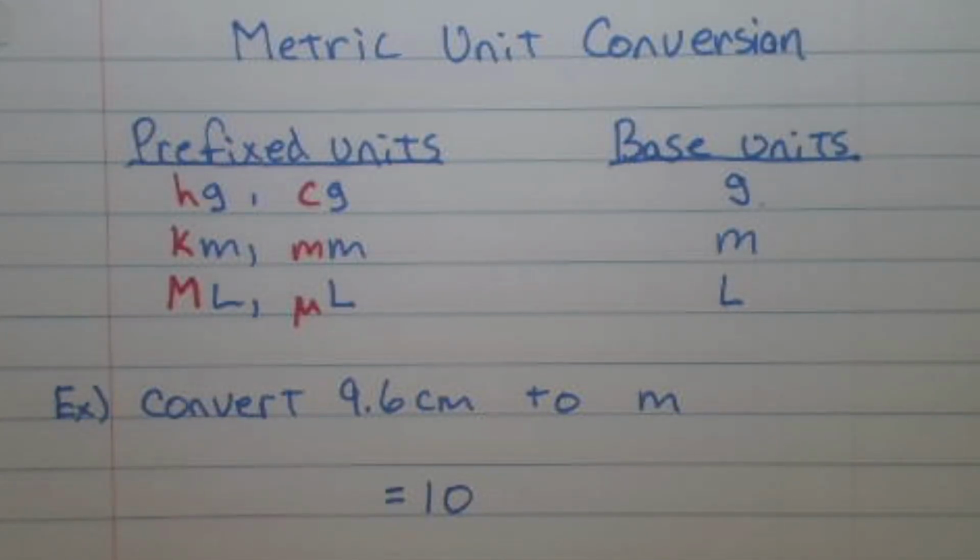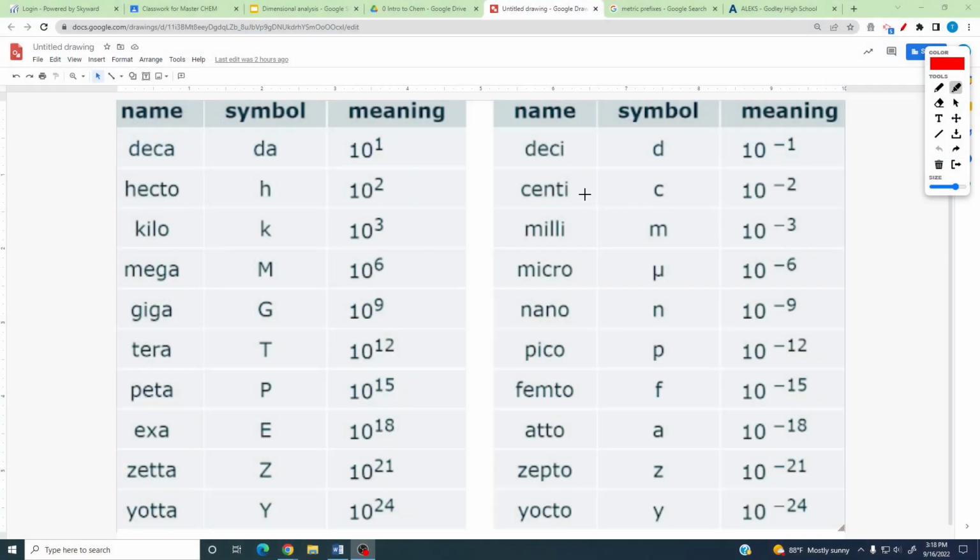Now, when we make a conversion using dimensional analysis, and if that conversion is in the metric system, the first thing we do is look at the relationship between the two units that are being converted. So we're converting from centimeters to meters. We need to determine the relationship between those two. And so right here we have centi. And so the relationship is 1 centimeter is equal to 10 to the negative 2 meters.